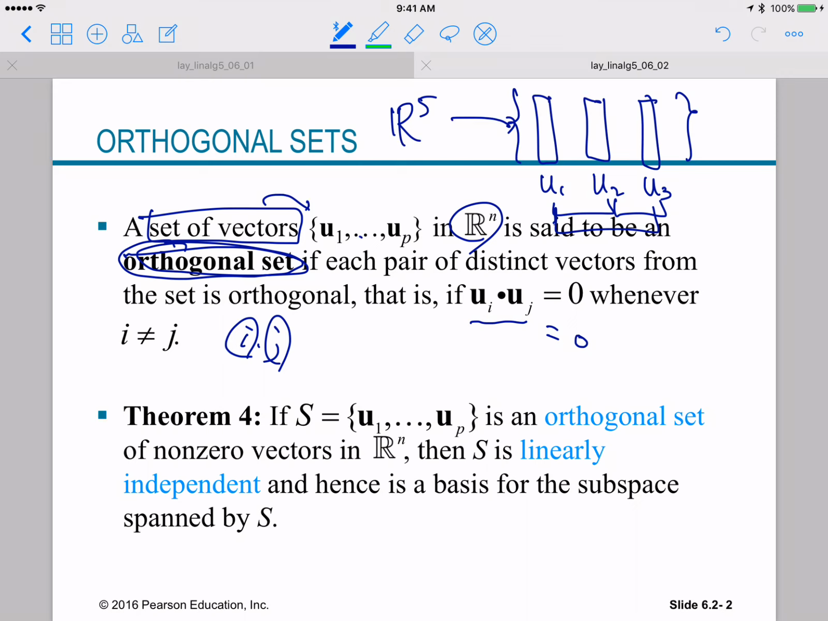Also, if you remember what we learned last time, if this vector set is orthogonal, then the vectors will automatically be linearly independent, right?